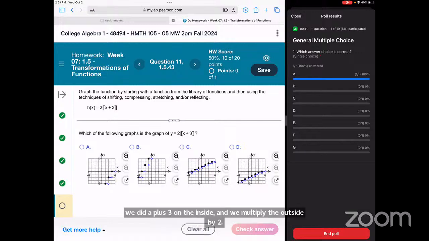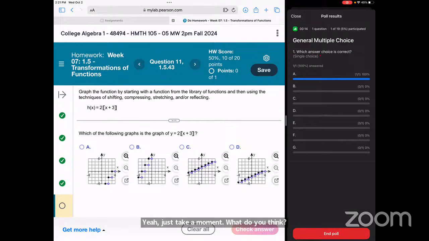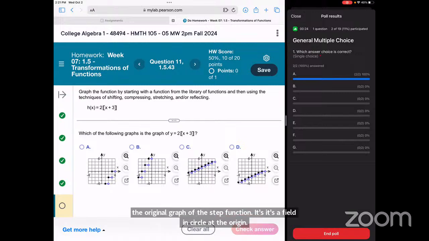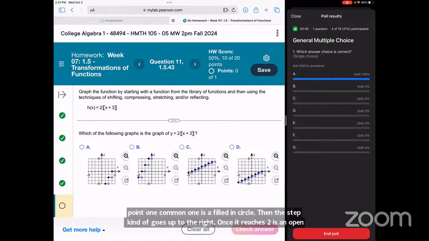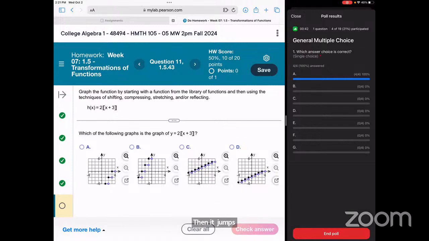Just take a moment. What do you think? How do you think that's going to affect it? So again, I'll at least describe the original graph. The original graph of the step function is a filled-in circle at the origin. It's a solid bar going to the right, and once x reaches 1, there's an open circle, and then it jumps up to the point (1, 1). The point (1, 1) is a filled-in circle. Then the step goes up to the right. Once it reaches 2, it's an open circle. Then it jumps up, and it's a filled-in circle at (2, 2). And it continues that path in both directions, right?